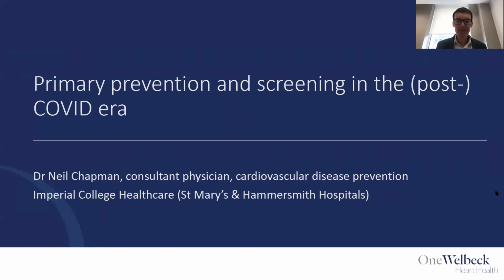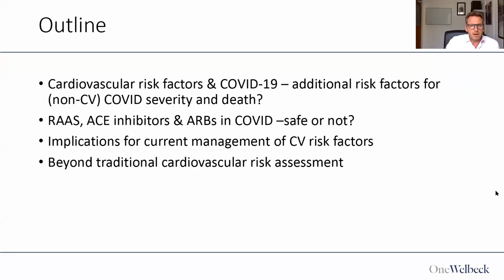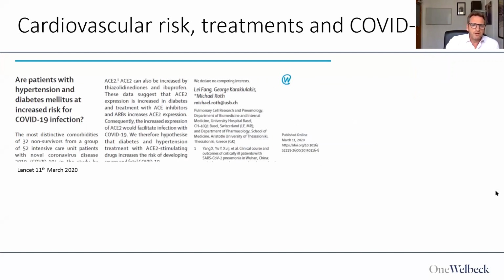So I'm talking about risk factors and prevention, and I'm framing this in the context of the current COVID situation. So I'm going to talk a little bit about risk factors and their influence in COVID. I'm going to go into a little bit more detail about the renin-angiotensin system and ACE inhibitors and ARBs, and are they safe? Some general implications for management of risk factors at the moment, and then a little bit about beyond traditional cardiovascular risk assessment.